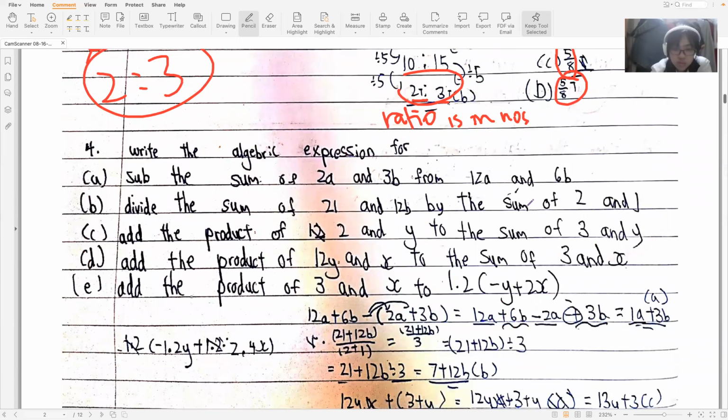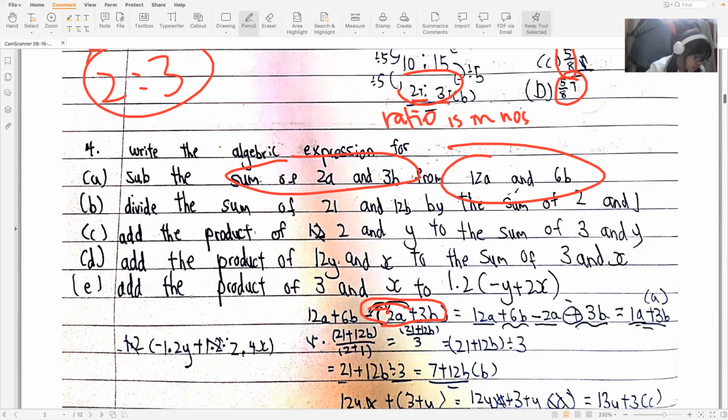Write the algebraic expression for the following. Sum of this from this. So it means this one starts first. Yes, minus. Very good. So open this. Why do you need to open the bracket in this case? Because this one is 2A, 3B plus 3B. Those are different terms.